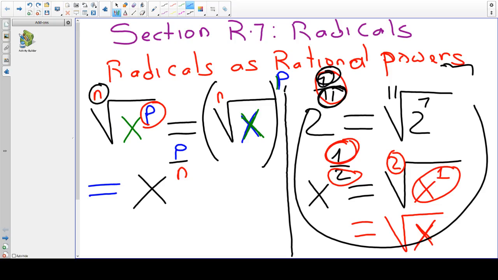In much the same manner, you can go the other way around. You can turn this fractional power into a radical this way or that way. It depends on the problem. The particular kind of problem you'll be solving is actually going to ask for either one or the other.